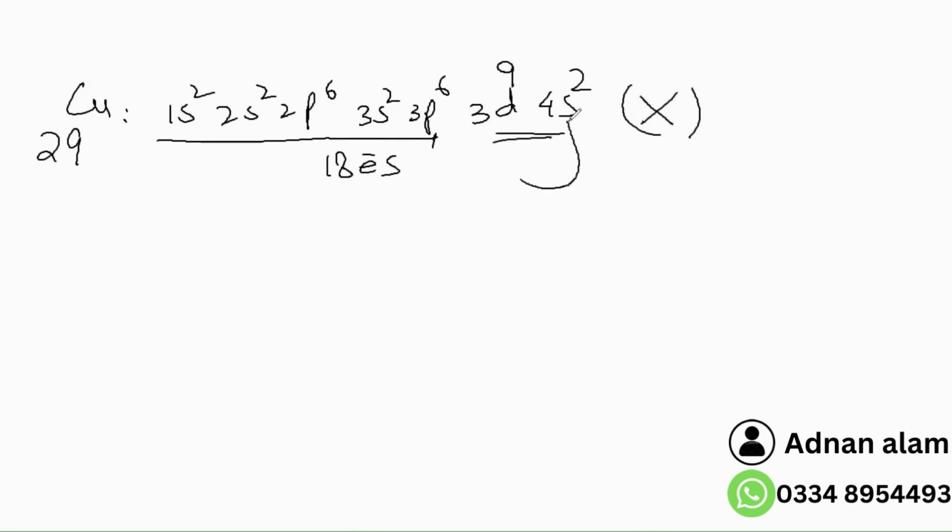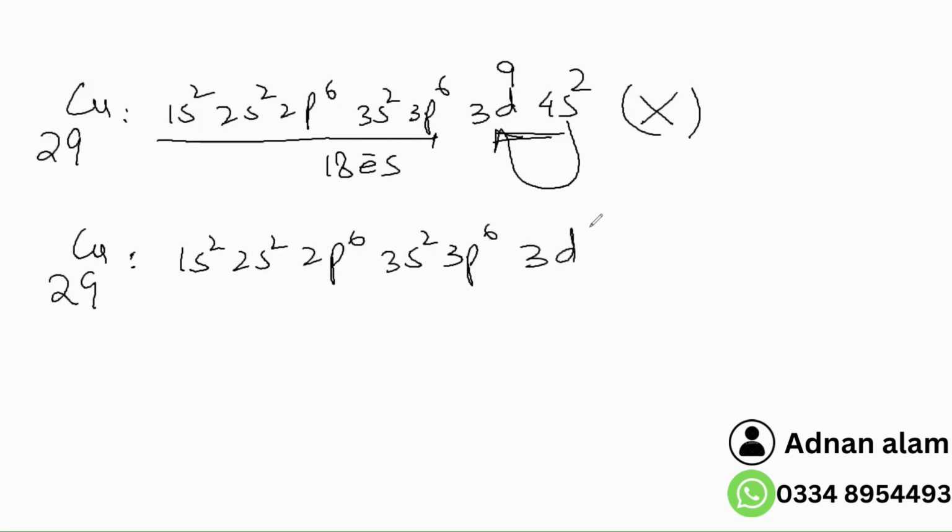So what you have to do, that 1 electron should be transferred from 4s to 3d. So the correct configuration for copper is 1s2, 2s2, 2p6, 3s2, 3p6, 4s1 and 3d10. This is the correct configuration of copper.